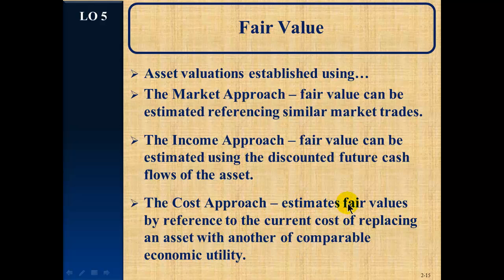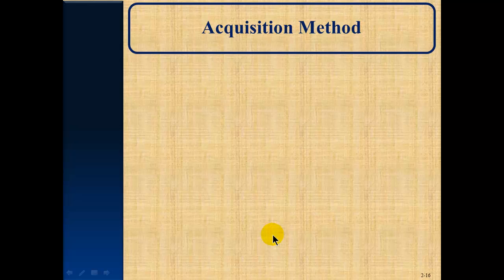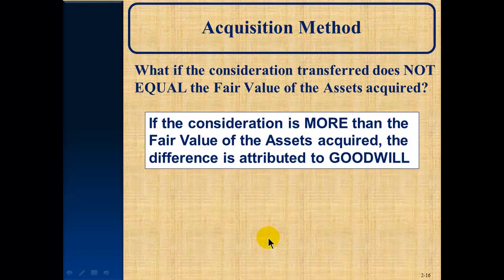Now, the cost approach estimates fair values by reference to the current cost of replacing assets. But notice this: if you don't have a tradable market for an asset, you say, what's it going to cost to replace it? That is an option for you. I would caution against using something like what do I want to insure it for, because there can be a disconnect between those numbers, between what it really costs to replace and what you might want to have as an insured value on that.